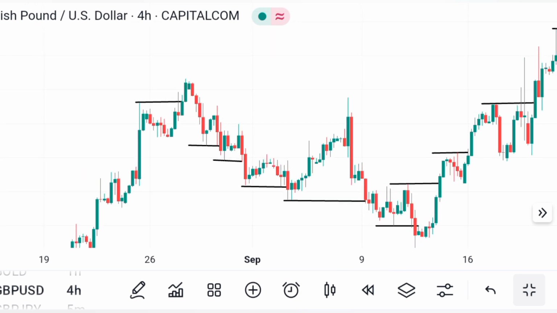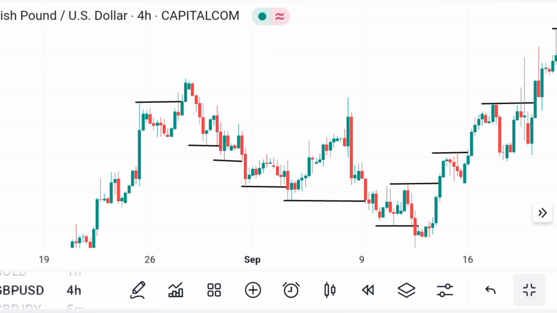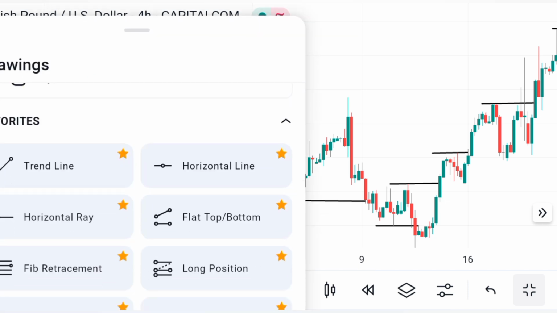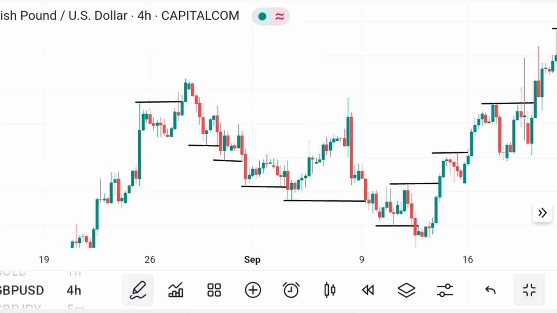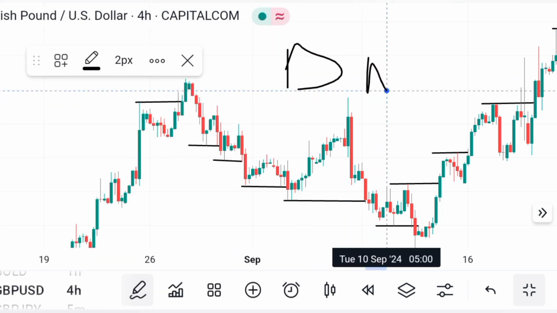Do you see this break of market structure? We are going to consider three things. First of all, we are going to consider what we call break of market structure, guys, right? So now we shall be considering break of market structure.